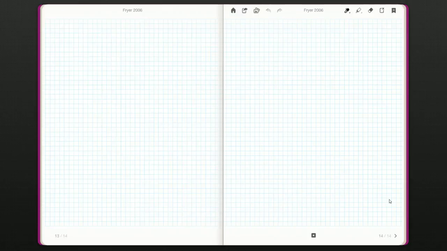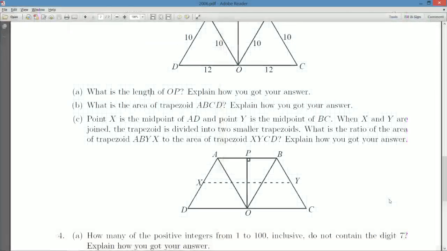Superb. I think there was a C part. Yep. All right. So point X is the midpoint of AD, and point Y is the midpoint of BC. When X and Y are joined, the trapezoid is divided into 2 smaller trapezoids. What is the ratio of the area of trapezoid ABYX to the area of trapezoid XYCD? Explain how you got your answer. Okay.